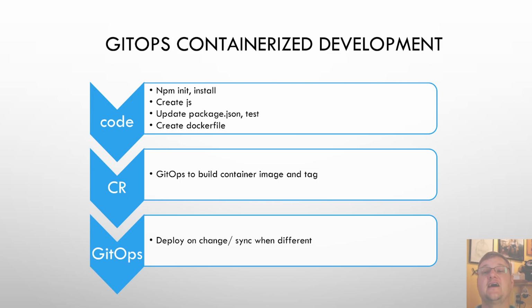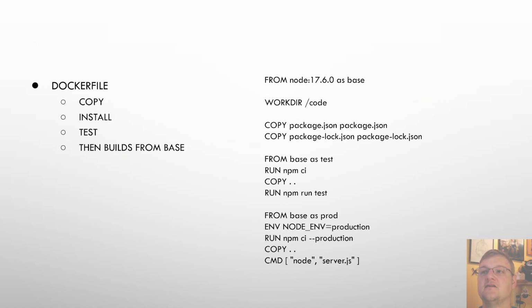As we talk about the GitOps containerized development, the code part has stayed the same. npm init, install, JavaScript, package JSON, Docker file, that's all the same. But the container registry could actually be used to do the GitOps part. You can build the container image in the container registry upon code change and handle your tagging. GitOps will deploy. Every time you change that branch, it goes out. It deploys on change, and it syncs when it's different. So let's kind of show an example.